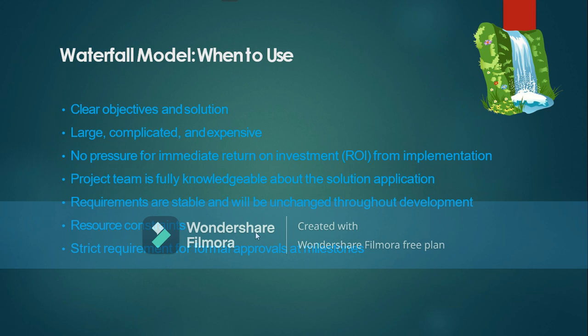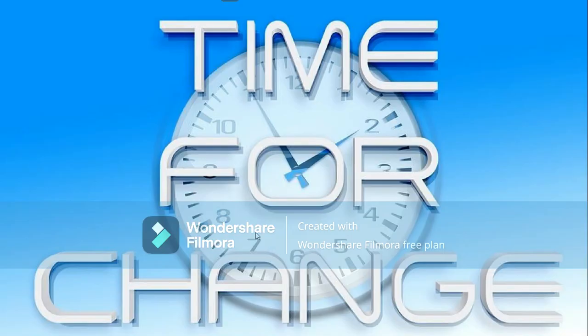As I told you, you cannot change them. Resources are constrained. You cannot add or reduce the resources. And the timelines are strict. Approval flow is very strict. Everything is very strict in this process. So this is the complete process of a waterfall model.